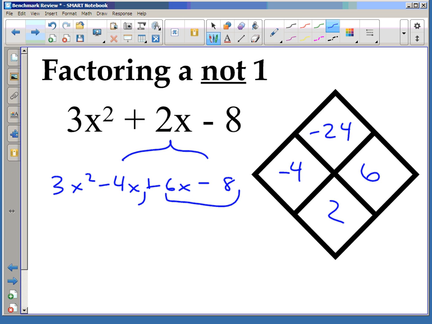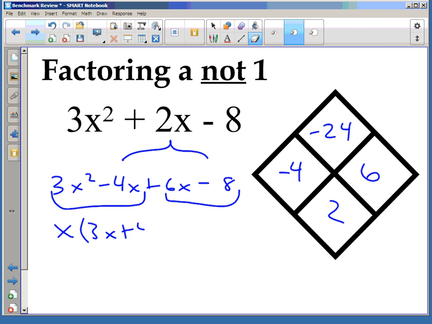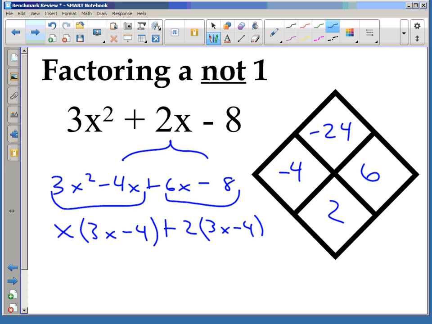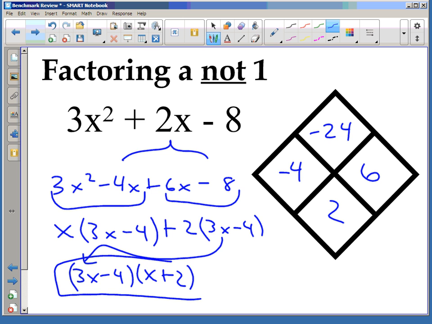And factor in the front and on the back. Here we always get an x, and in this case that's all we get, leaving a 3x minus 4. Bring down the plus. The 6 and the 8 are even numbers. The biggest factor we can get out of there is a 2, leaving 3x minus 4. And again, 3x minus 4 shows up twice, so we can factor that out. And there's our answer.